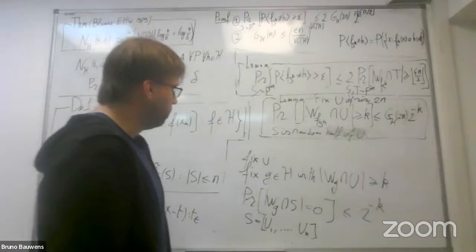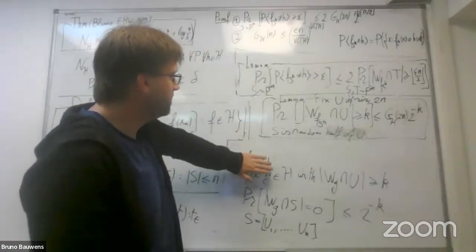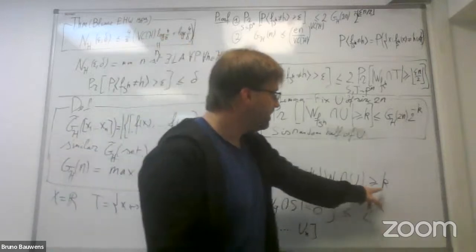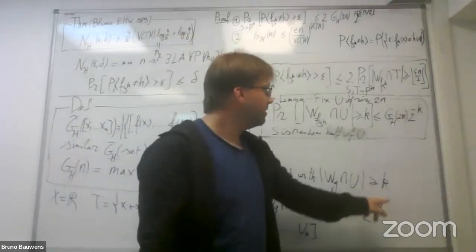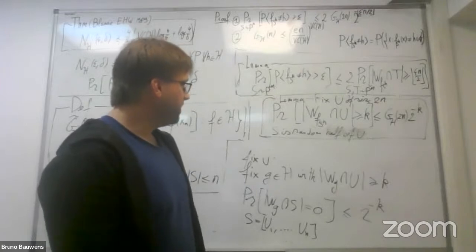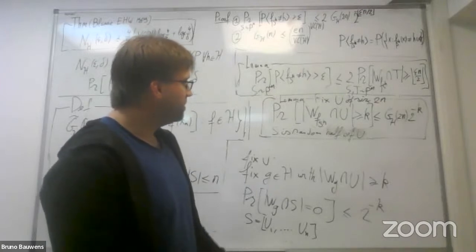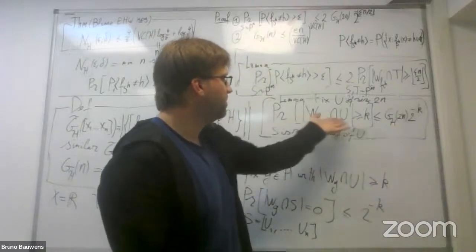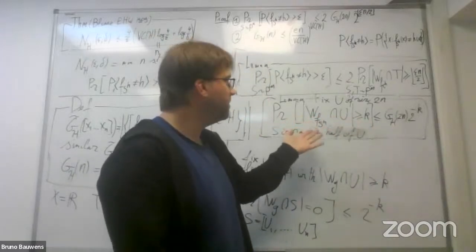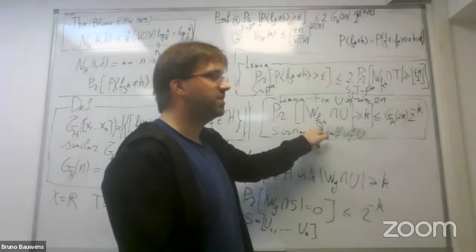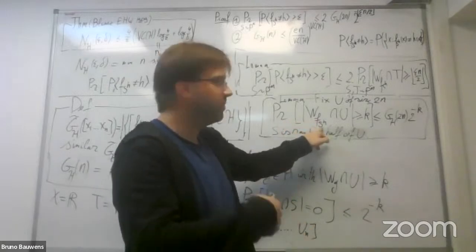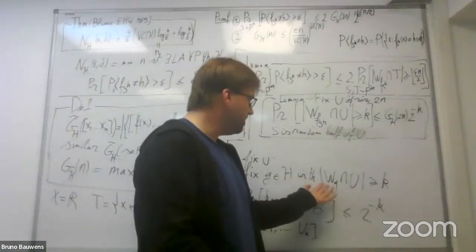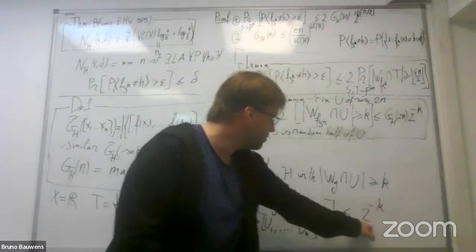Okay, so U is already fixed. And now let us fix G in H that makes at least K mistakes. If G doesn't make K mistakes on U, it doesn't contribute to this probability. So here we're using that the learner is consistent. It will pick a function from H, and we will say that there are no such functions G with probability at most 2 to the power K.